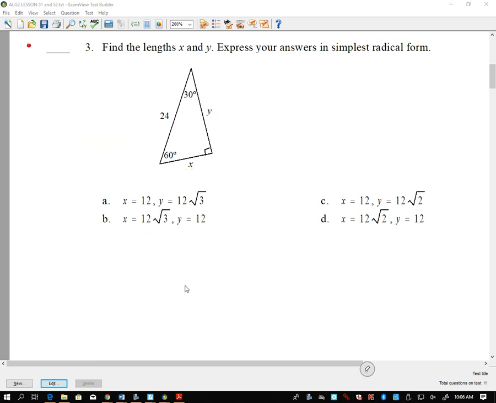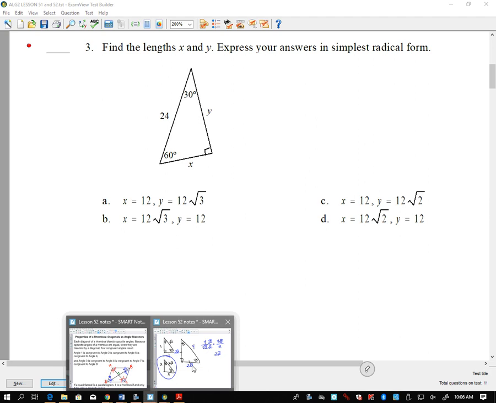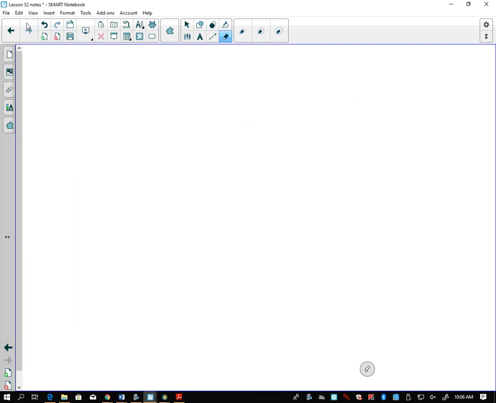Let's look at a question in your book. Okay, because I know it's a short day and we don't have a whole ton of time. Lesson 52, C. Okay, it says use a graphing calculator to find the lengths of x and y. Round your answer to the nearest tenth.